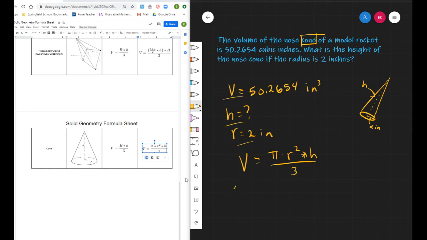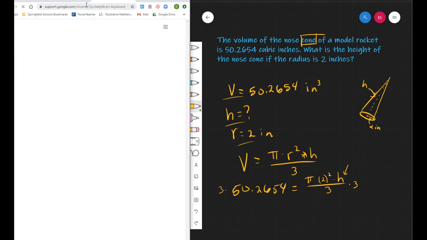So our volume we know is 50.2654, which equals pi stays pi. R in this case, we're going to take the number 2, square that, times our height that we don't know, and we're going to divide that by 3. Now our goal is to get h by itself. So what we're going to do is undo the things that are happening to h. So right now we're dividing h by 3. So we need to undivide, multiply both sides by 3, and we get 3 times 50.2654.